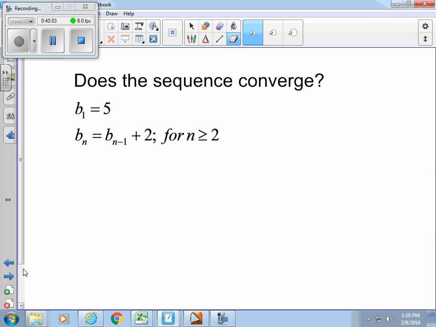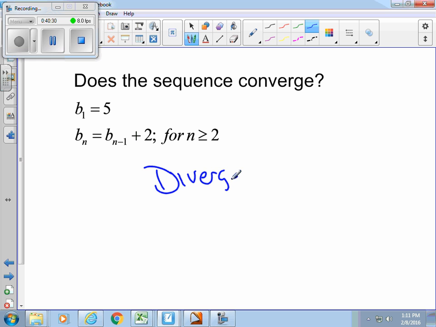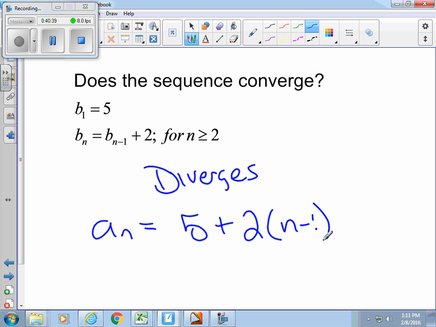What kind of sequence is this? Recursively defined. What type? Arithmetic. So I am taking 5 and adding 2, and then 2, and then 2, and then 2. Does this sequence converge? No. Why not? Because it's just going to keep adding numbers to it. The explicit formula for this is 5 plus 2 times n minus 1. Does everyone agree? And as n approaches infinity, this approaches infinity. Right?